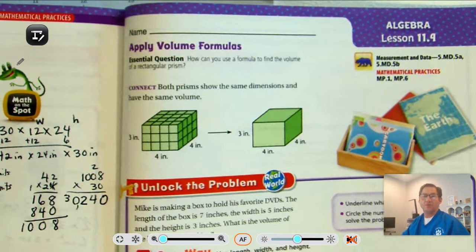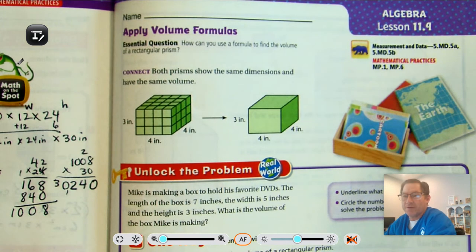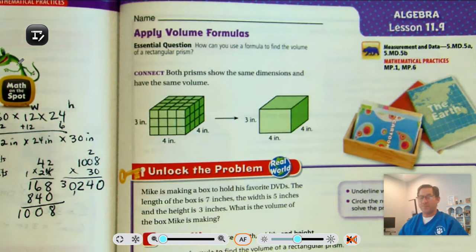Hello, everybody. So let's continue our discussion of volume. And today we're going to apply the volume formula. Our essential question is how can you use a formula to find the volume of a rectangular prism? We're on page 499 of the fifth grade Go Math textbook. So let's go ahead and get started.